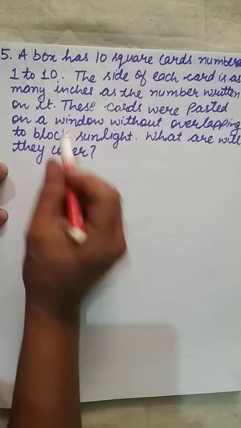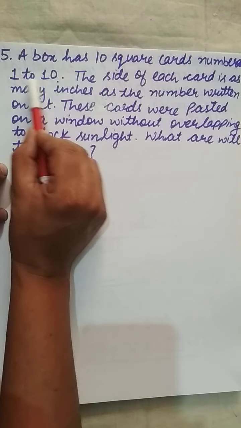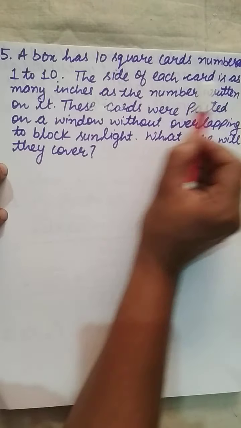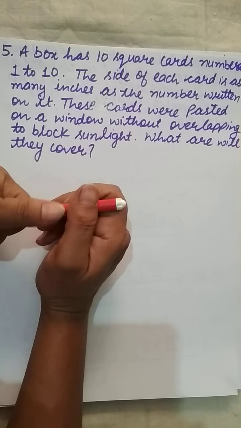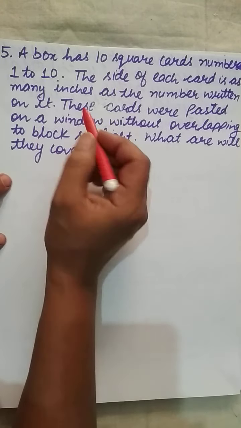Question number 5. A box has 10 square cards numbered 1 to 10. The side of each card is as many inches as the number written on it.